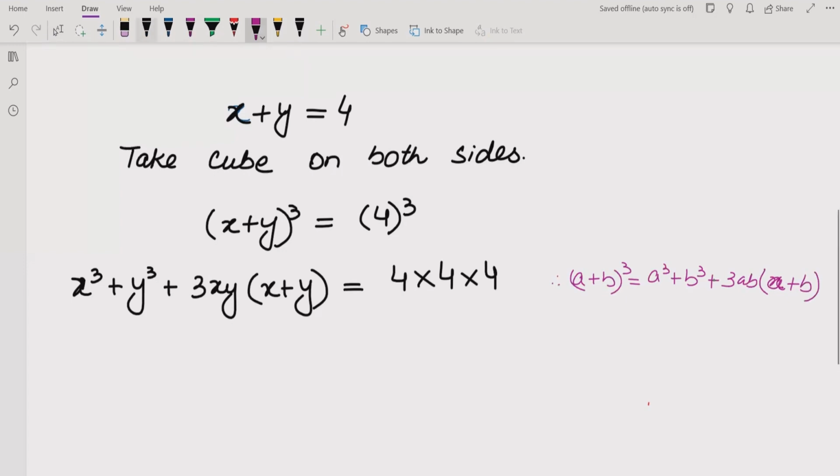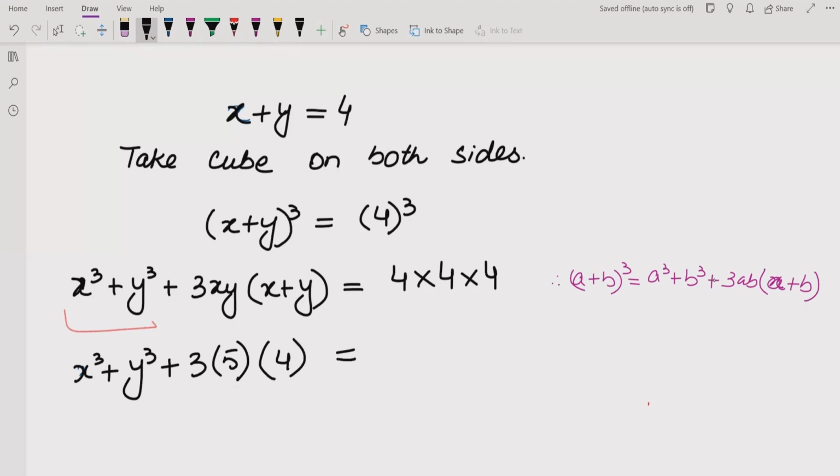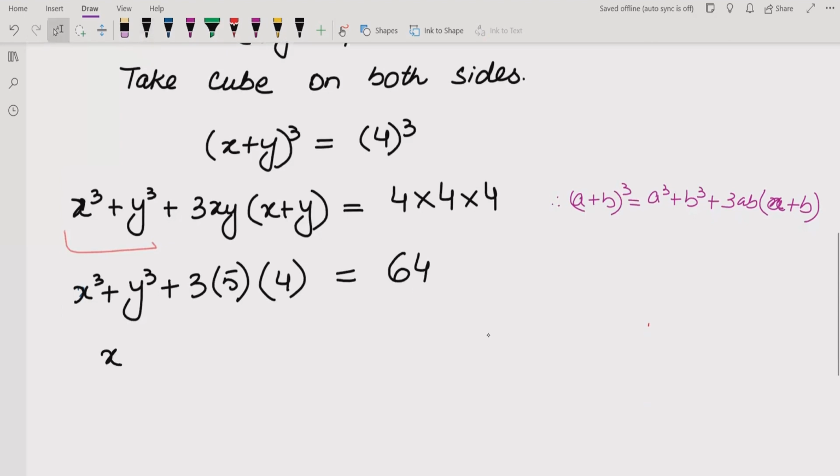Now we can put in the values, because we have to find this. Here we write x cube plus y cube, plus 3 multiplied by xy, which is 5, and x plus y, which is 4, right? Now we solve 4 multiplied by 4 multiplied by 4. If we multiply, we get 64. Again, we solve x cube plus y cube plus multiply these three terms 3, 5 and 4. We get 60, and the right side is 64.